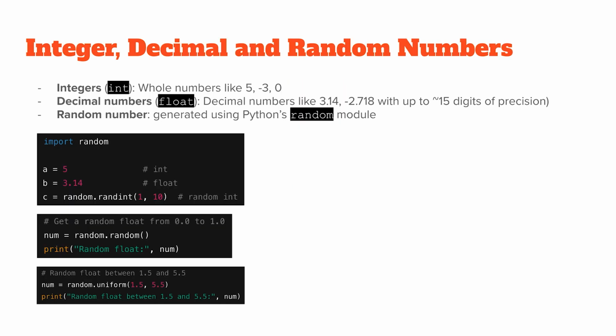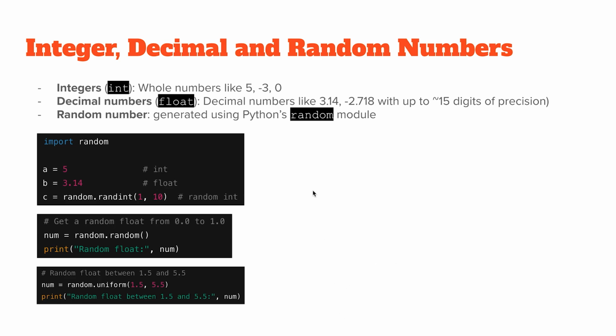In Python, we work with three main types of numbers. First, integers. These are whole numbers like 5, -3, zero. Second, floating point numbers. These are numbers with decimals like 3.14 or -2.718. Python supports up to about 15 digits of precision. Lastly, random numbers. These are generated using Python's built-in random module.